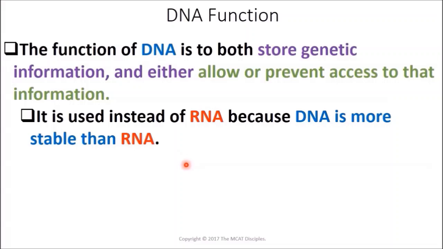It is used instead of RNA because DNA is more stable than RNA. We've already gone through that as well. I told you that the 2' OH on the RNA that is not present on DNA can do a nucleophilic attack on the phosphate backbone and then cause the formation of discontinuous RNA or DNA. So that's why we use DNA instead of RNA. That's what makes it more stable.